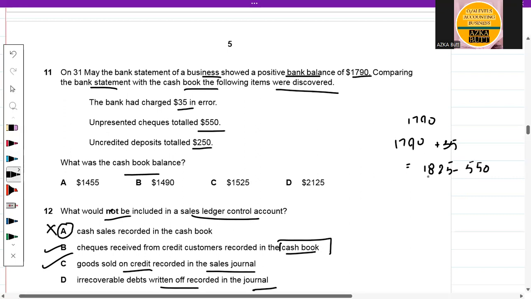So this is giving you the answer, which is 1275. Now if you see the uncredited deposit, which is $250. Uncredited deposit means that the cash book has recorded the receipt, but the bank has not yet credited it. That's why we have to add this $250. So our answer would be 1525, which would be the cash book balance. So C option is the right option.